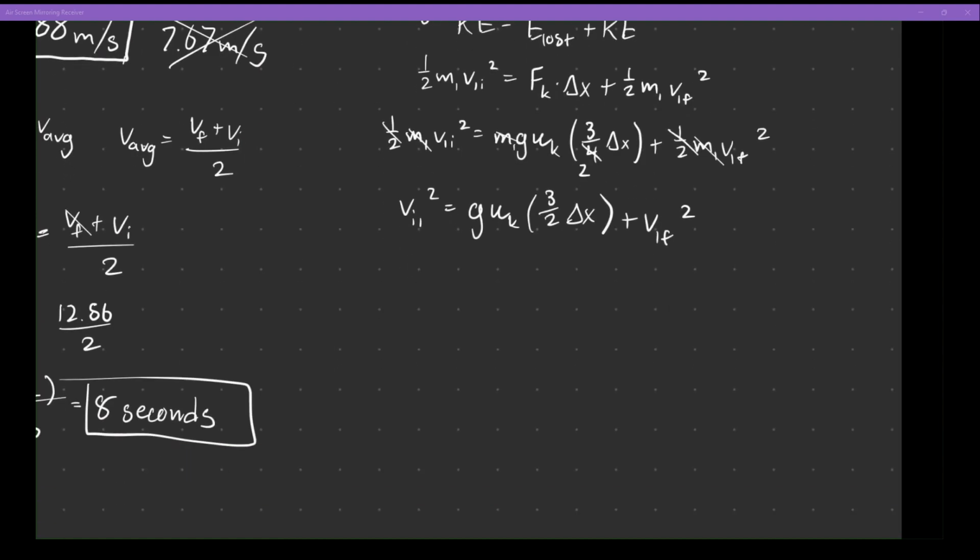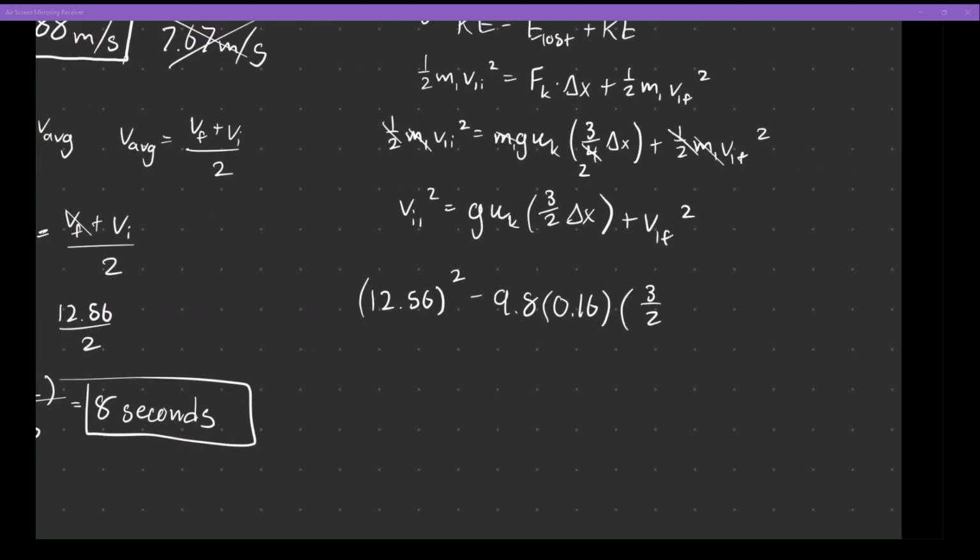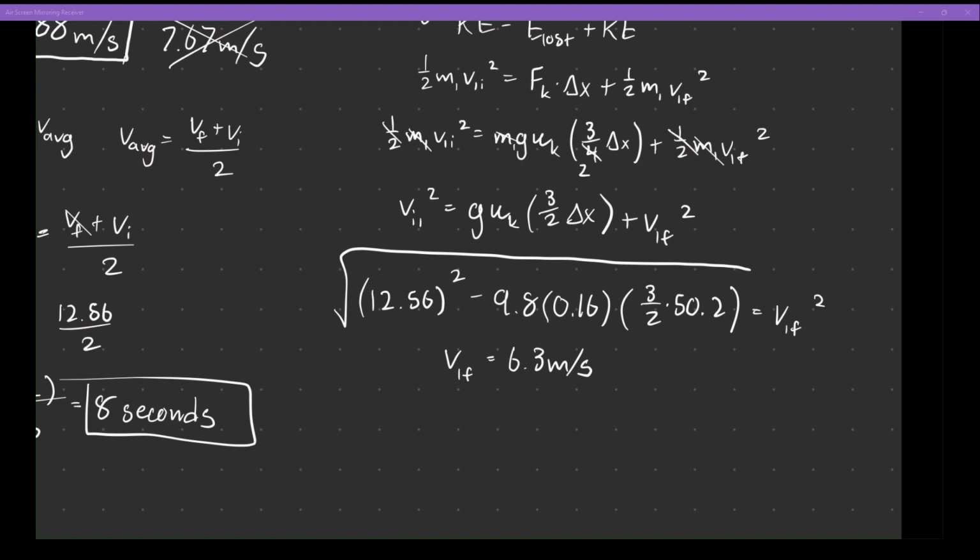So now, like from before, we know that v1I is 12.56 squared. I'm going to move over the g mu k, so that's just minus 9.8 times 0.16 times 3 over 2, and the displacement from before we found was 50.2. Equals, and now square root of all of that. If you plug it in a calculator, you should get V1F is equal to 6.3 meters per second. But that's just finding the velocity.